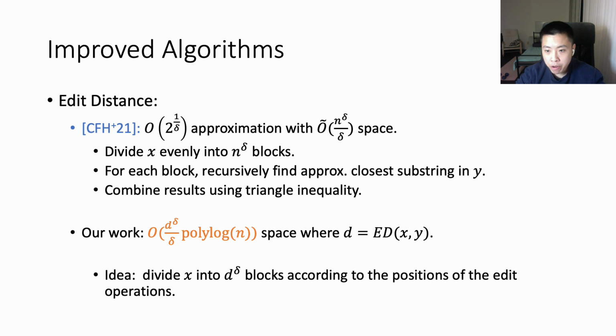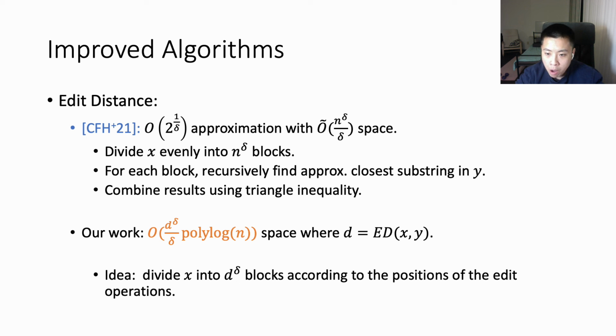Finally, we'll give a brief introduction to our improved algorithms. Previously, we could output a big O of 2 to the 1 over delta approximation of edit distance with roughly n to the delta over delta space. The idea is to divide X evenly into n to the delta blocks, and for each block, we recursively find the approximate closest substring in Y. Then, we combine these results using the triangle inequality.